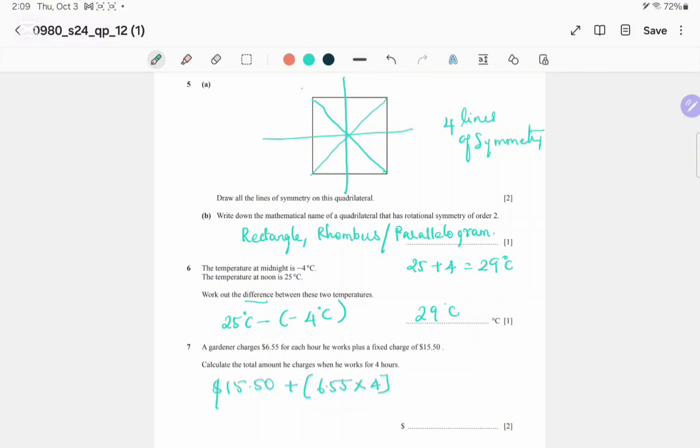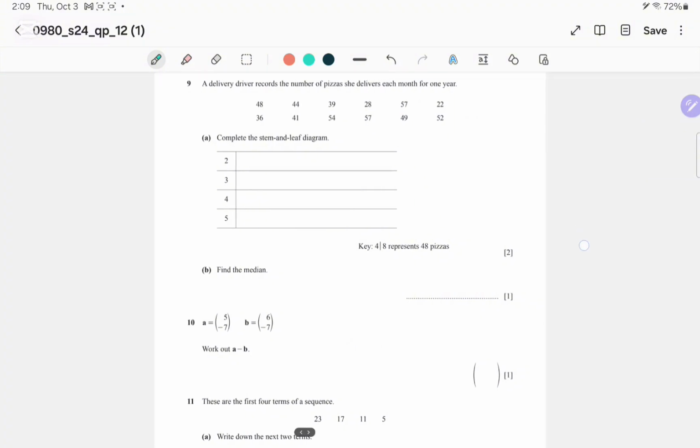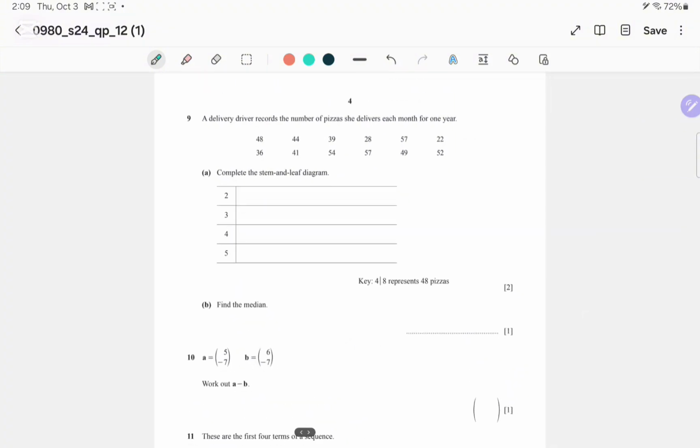So $6.55 times 4, how much are you getting? $6.55 times 4 you are getting 26.20. Okay, plus $15.50. Totally, I am putting a dollar symbol. So these two together you will get an answer around $41.70. It is given there.